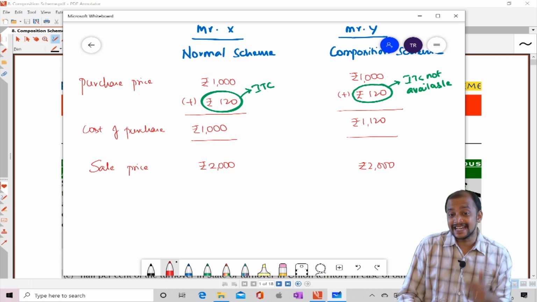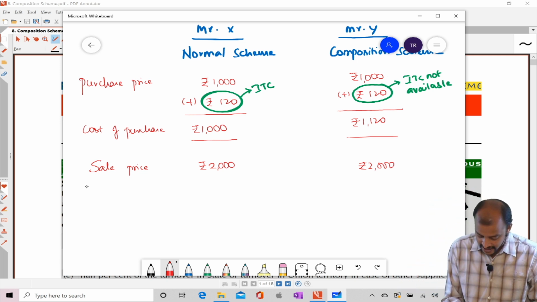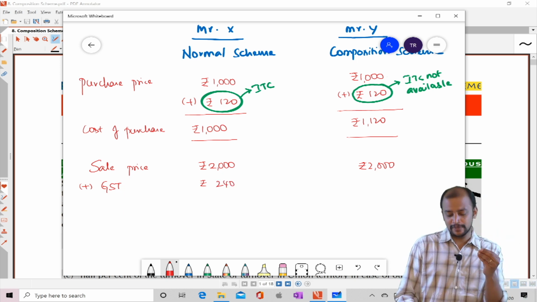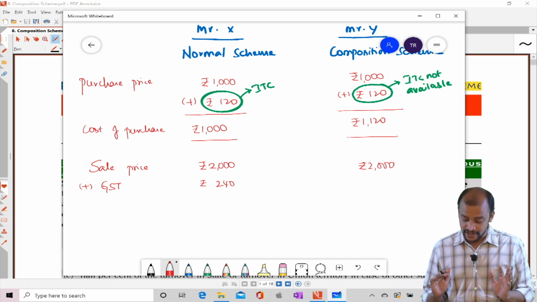Can we charge GST to the customer under normal scheme? Yes, we can charge GST to the customer under normal scheme. Add GST, say 240 rupees is the GST. So assuming 12%, I made it same. So 240 is the GST.